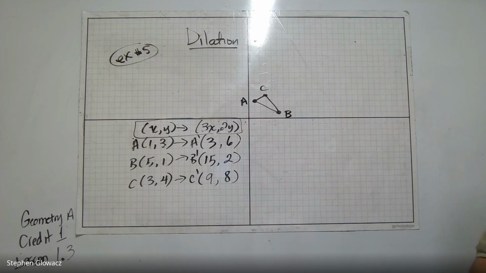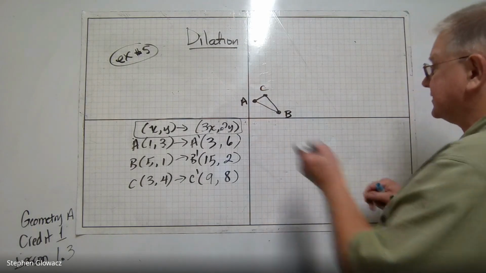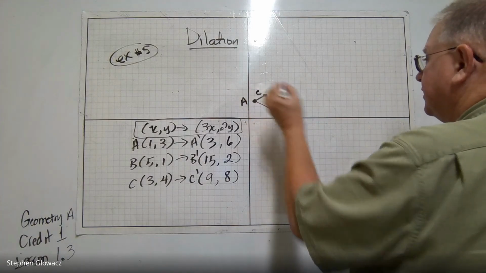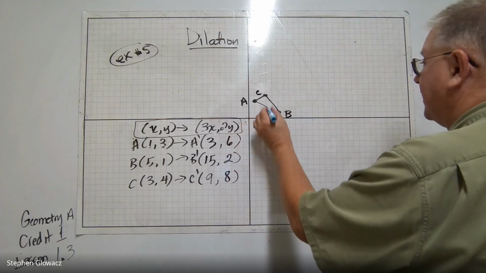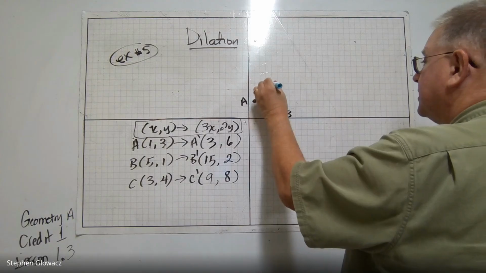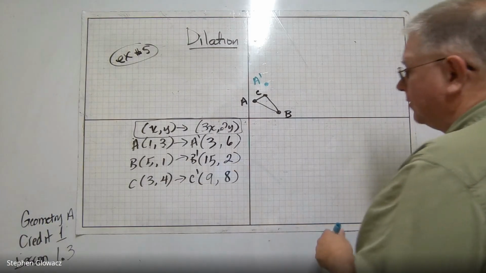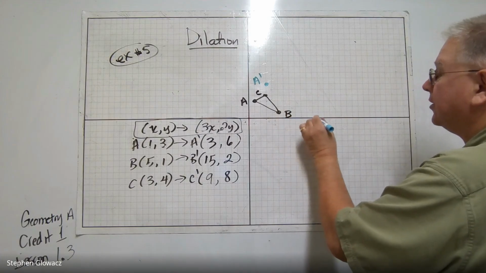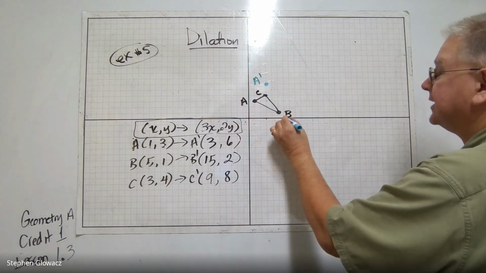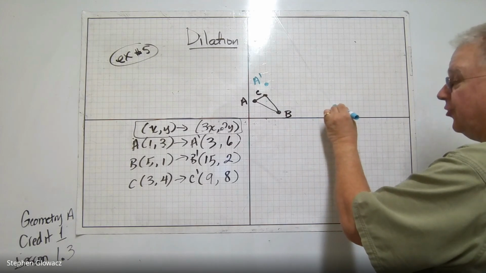We will do those once again in a different color, just so they stand out. So A prime is going to be at (3, 6). And I just realized we're going to need some space here, so we'll move that. So (3, 6). So that would be 3 to the right and then 6 up. So that'll be our A prime. (15, 2) is our B prime. So let's count this carefully. 3, 6, 9, 12. Make sure we did that right. 3, 6, 9, 12, 15. So 15 to the right and 2 up.